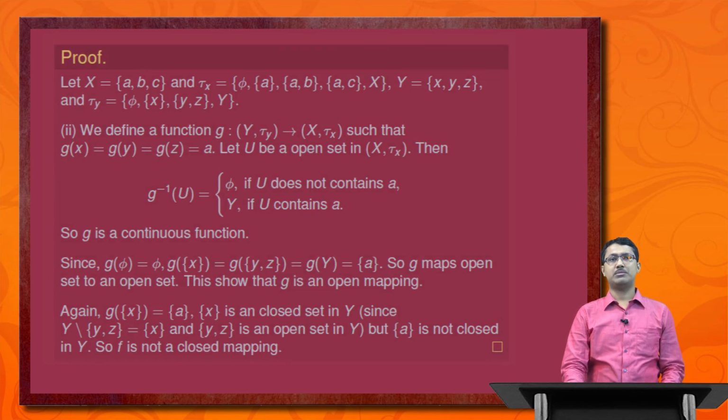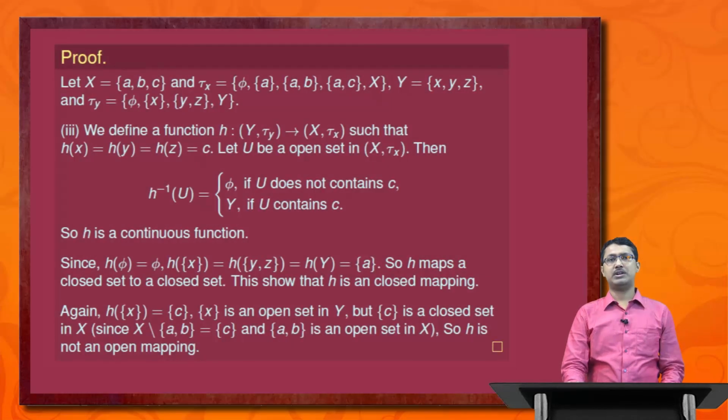Finally, for example 3, we define a function h from Y to X such that h sends all elements of Y to c. Here c belongs to X, and we consider an open set U in tau X. Then h inverse of U, that means the inverse image of U under the mapping h, is equal to phi if U does not contain c, and it is equal to Y if U contains c. So h is a continuous function.